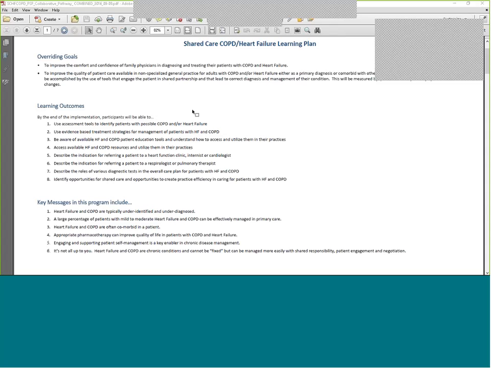As you can see from the learning outcomes, we're looking at tools to identify patients and to first screen for and then actually diagnose, or identify the evidence-based strategies for management of those conditions, and to be aware of the education tools and resources, as well as the referral patterns to both allied health and specialty care for both of these conditions.